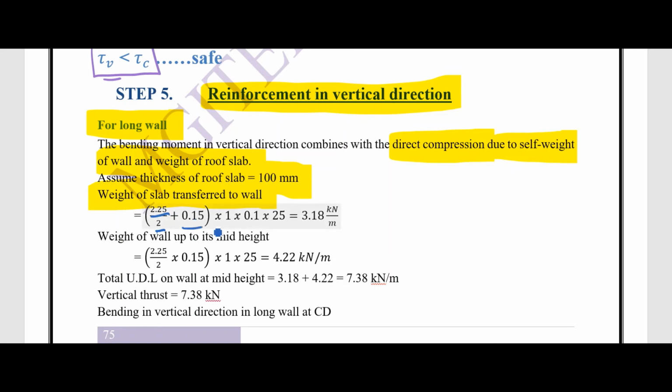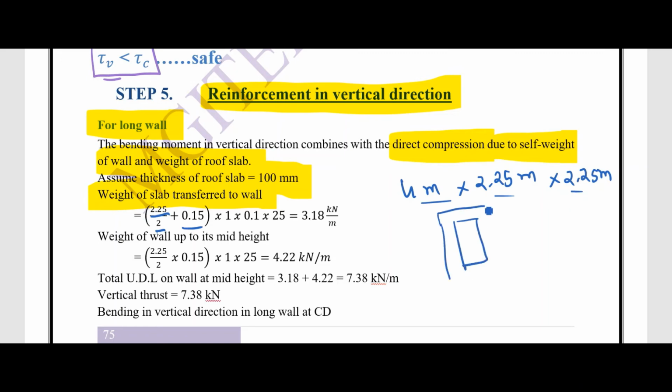The tank dimension is 4 meter by 2.25 meter by 2.25 meter. It's an inside tank dimension, and our walls are there on the outer periphery. The wall thickness is 0.15 meter. So for the slab load, we have to calculate all the loads.